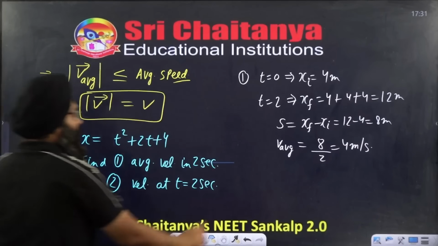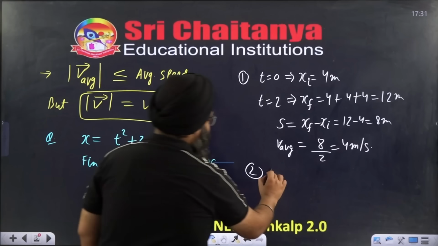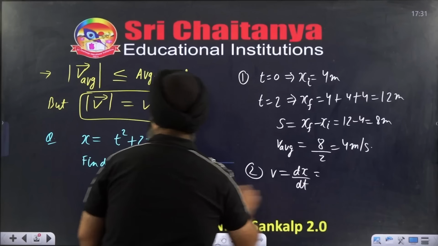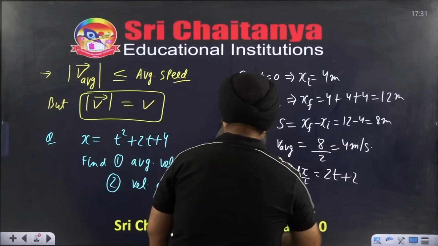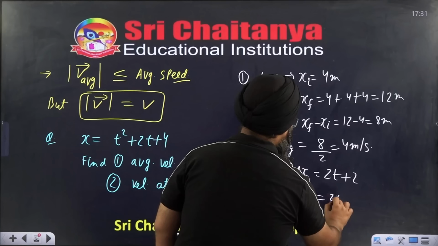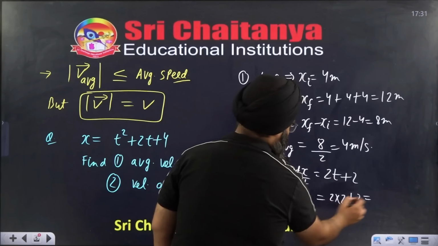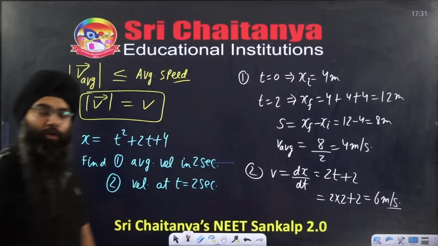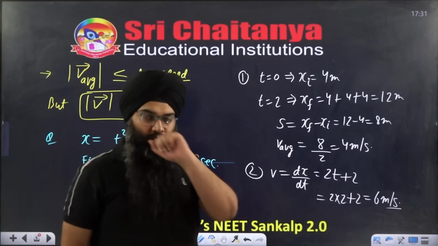And in the second question, they are asking find the instantaneous velocity at t equals to 2 seconds. For instantaneous, what I told, please differentiate this x with respect to time. If you differentiate, you will get 2t plus 2, and if you put t equal to 2 seconds, you will get 2 into 2 plus 2, that is 4 plus 2, which is 6 meter per second. So this is how you can calculate the instantaneous velocity and the average velocity by using this formula.